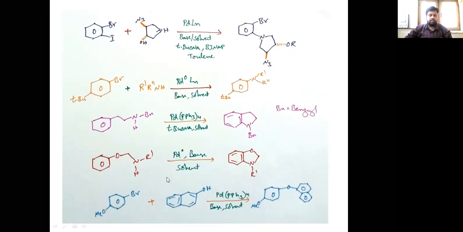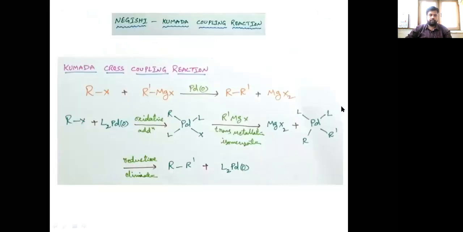So the formation of the new bond from the other moiety is internal. Here these third and fourth examples are internal cyclization, meaning the bond formation between the benzene, the aryl moiety, and the nitrogen, right? And the fifth one is bromine elimination, right? And another one is the Negishi-Kumada coupling reactions.